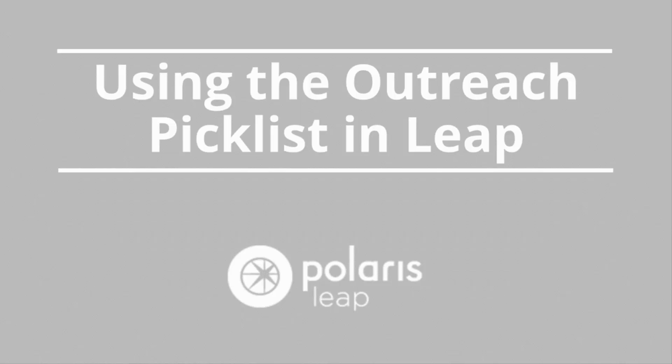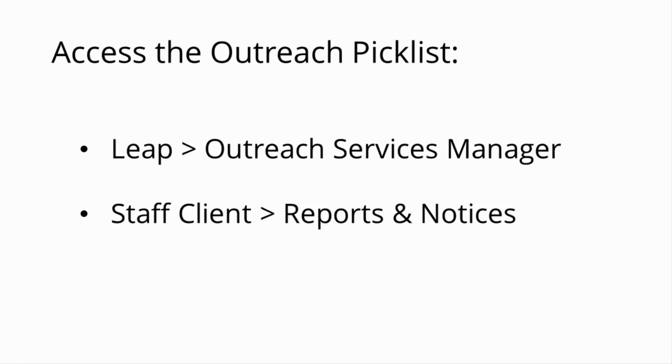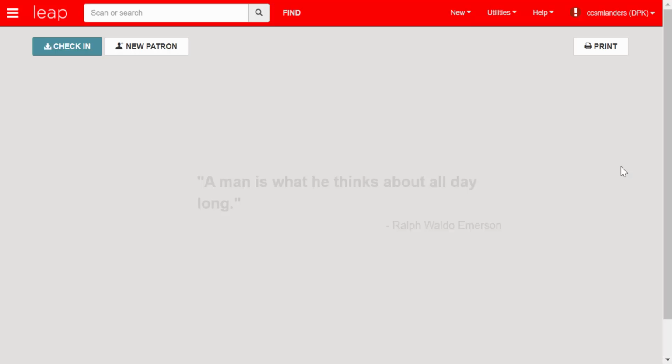In the last video, we looked at how to use the Outreach selection list to build a pick list for our Outreach patrons. This video will look at how to access and use the Outreach pick list in Leap. You can access the Outreach pick list through Leap and through the Staff Client Toolbar reports. While we'll be using Leap in this video, the handout will have information on running the pick list in the Staff Client. Let's start by opening the Outreach Services Manager.